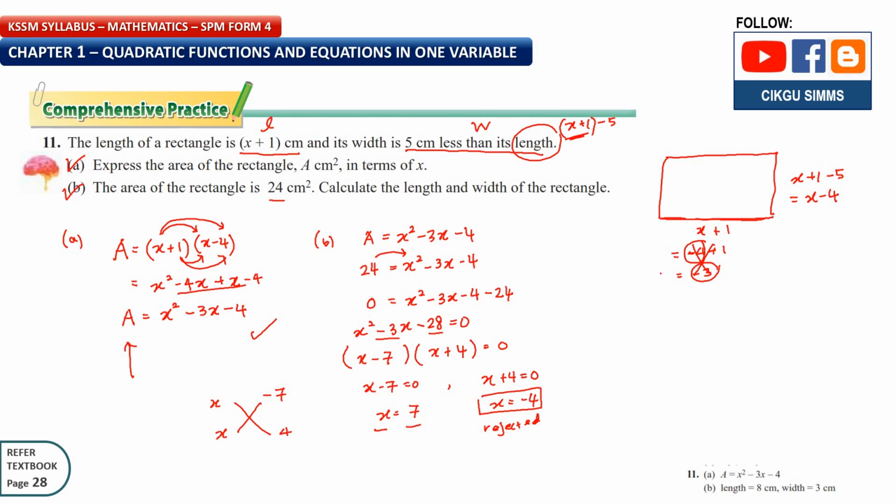And then to calculate the length, you should write length is x plus 1 cm. So your x is 7, plus 1, you get 8 cm. And then your width is x minus 4 cm. So 7 minus 4, you get 3 cm. So this is the answer, length and width.